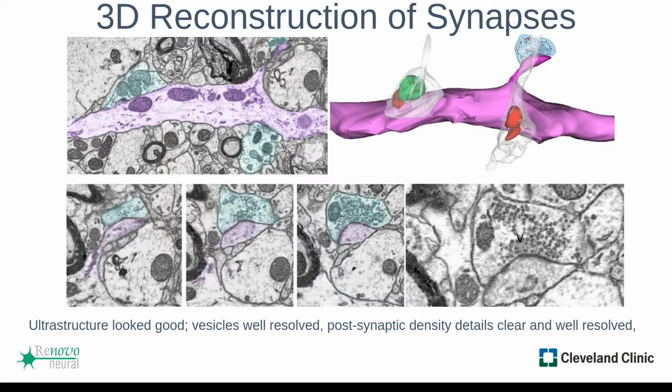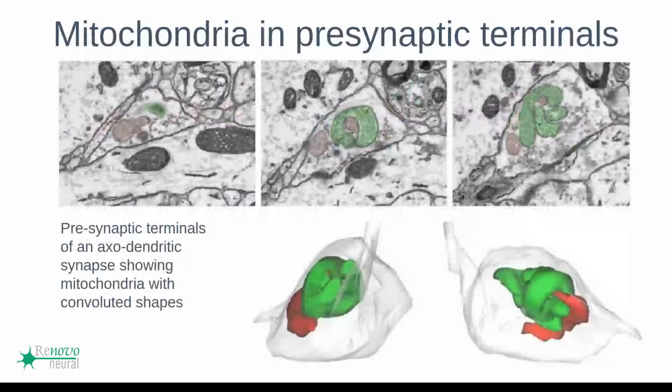And we've had a lot of experience with synapse reconstruction, and so any deficits in staining or embedding become limiting when doing this sort of analysis, we found. So here we just wanted to check and see how the tissue looked, and the vesicles look well resolved. The details were clear and well resolved. It looks great to us. And so moving on.